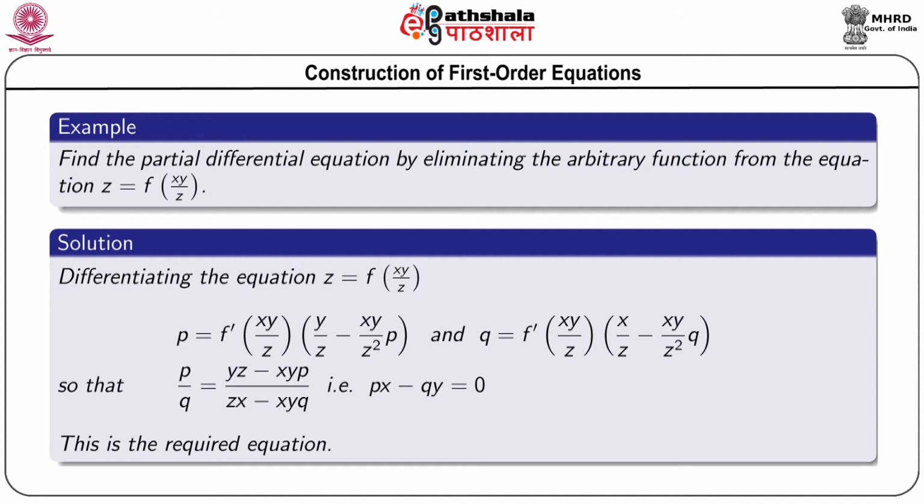That means, in the above two equations if we eliminate f dash, then we will get a relation in the form px minus qy equals 0, and this is a first order differential equation. So, in this case eliminating the function f, we are getting a first order differential equation.